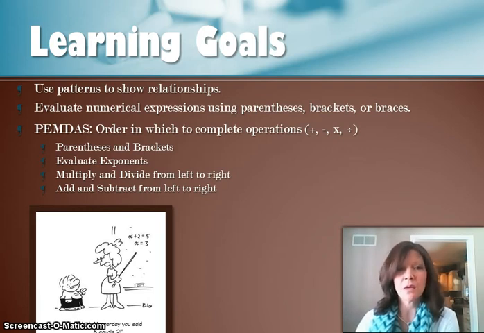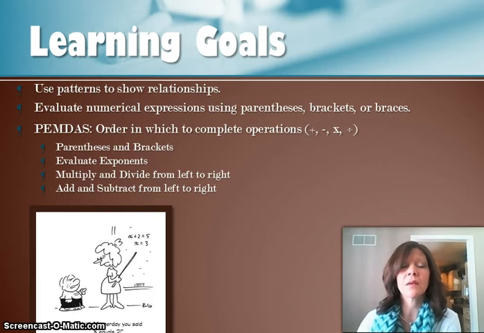And then PEMDAS. PEMDAS stands for parentheses and brackets, evaluate exponents, multiply and divide from left to right, and then add and subtract from left to right. This is the order in which you will complete operations. And operations are adding, subtracting, multiplying, and dividing. So take a minute and please write all of these down. It's going to be really important, especially the PEMDAS, and your teachers in the future are going to be really happy if you can memorize that. Pause the video, write those down, and then we'll continue in a moment.